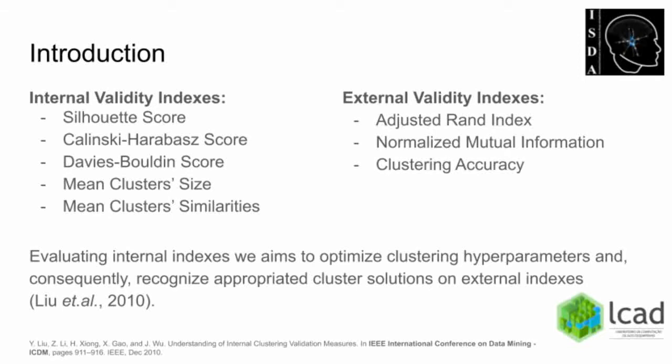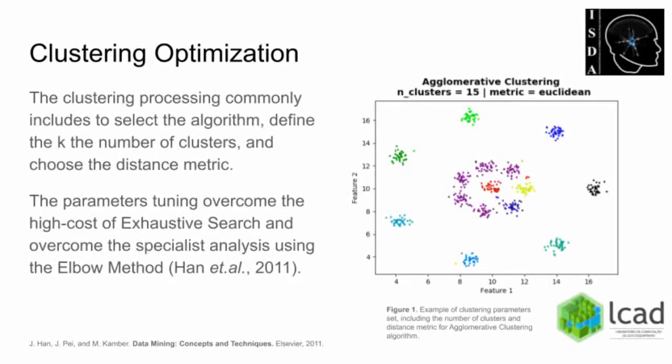To recognize the class entitlement, we experiment 5 internal validation indexes: silhouette score, Calinski-Harabasz score, Davies-Bouldin score, mean cluster size, and mean cluster similarities. To evaluate the solution's quality, we analyze the external validation indexes: adjusted rand index, normalized mutual information, and clustering accuracy. Evaluating the internal indexes, we aim to optimize clustering parameters and consequently recognize appropriate cluster solutions on external indexes. The clustering process includes testing multiple parameters.